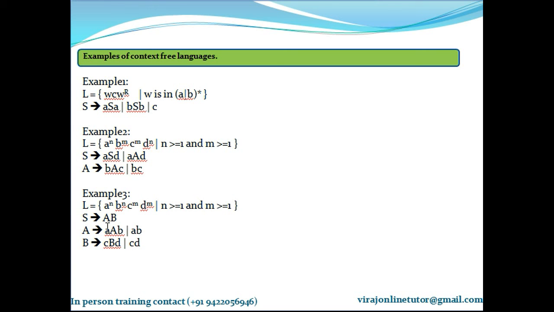I'll give you one more example. A raised to N, B raised to N, C raised to M, D raised to M. Here, these A and B have to be repeated equal times. This C and D have to be repeated equal times. Okay. So I am writing a rule, and again here N and M have to be greater than or equal to 1. So for A, I am writing the A and B part. A, B. So if N is equal to 1, the minimum string is AB. So that's why it is AB.